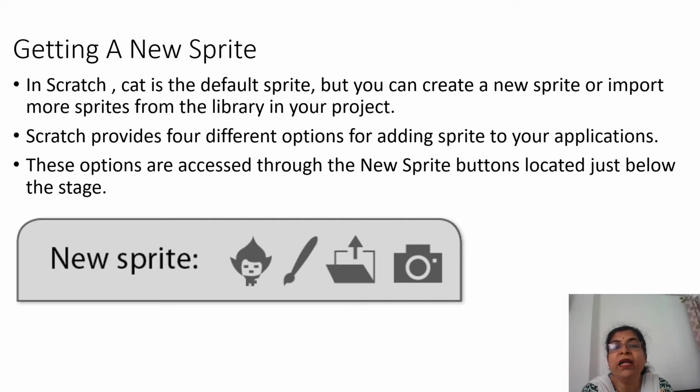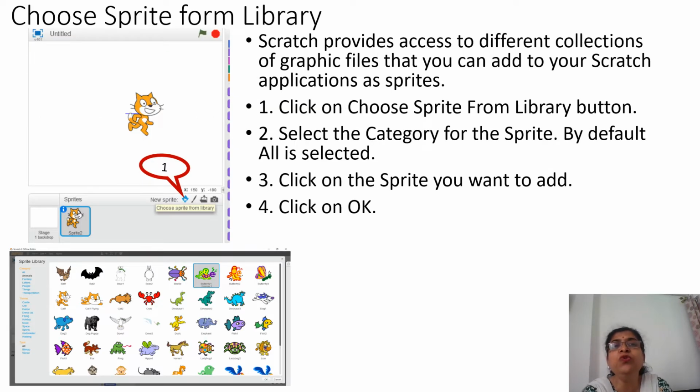See here, new sprite: get from the library, then you can paint it in the paint editor, then from the file which is stored on your computer, and from the web camera. These four options are there. Then choose a sprite from the library. Scratch provides access to different collections of graphic files that can be added to your Scratch applications as sprites.